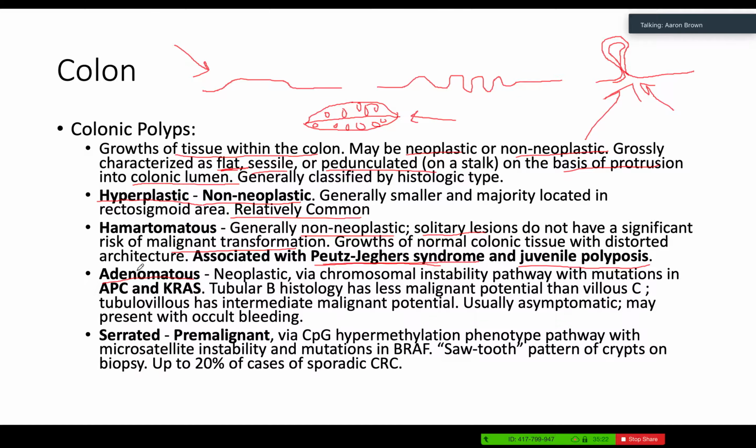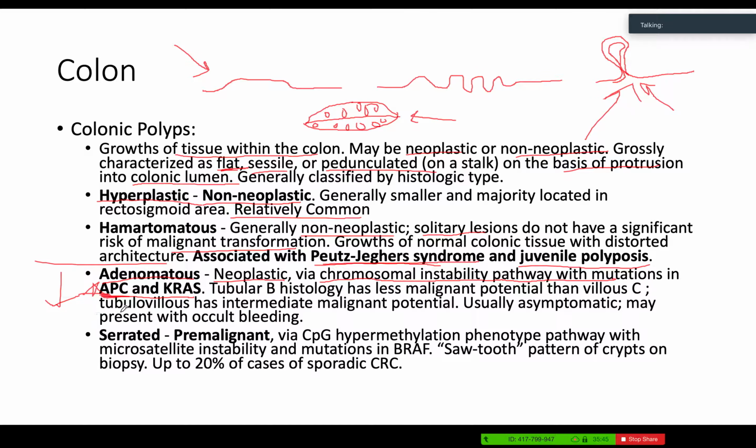Adenomatous, now we're talking about cancer. We're making the transition here to start talking about neoplasia. So these are going to be neoplastic, can be due to the chromosomal instability pathway with mutations in APC and KRAS. Let's memorize those for sure. Adenomatous polyps with our APC mutation. Tubular histology has less malignant potential than villous.